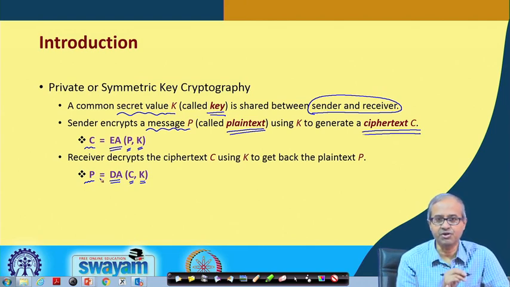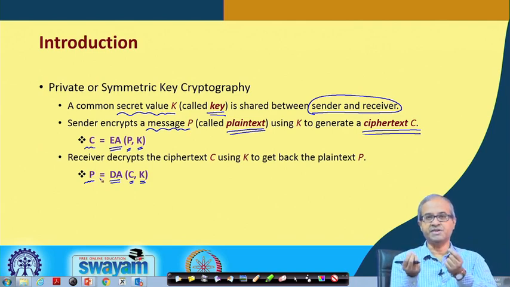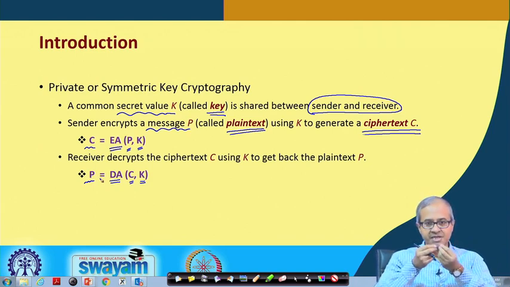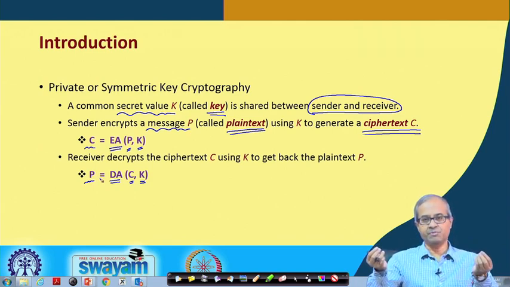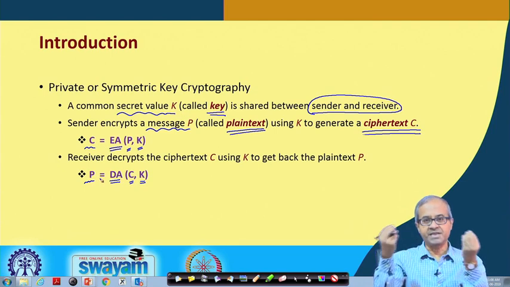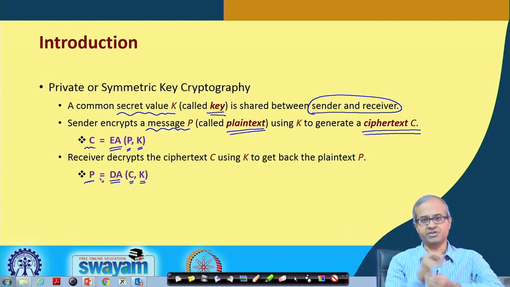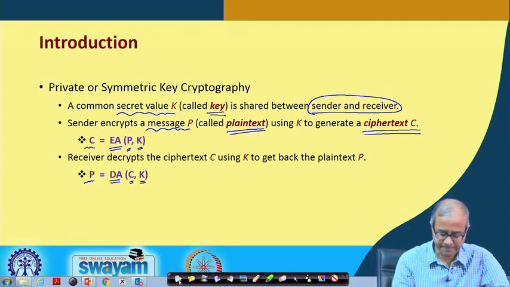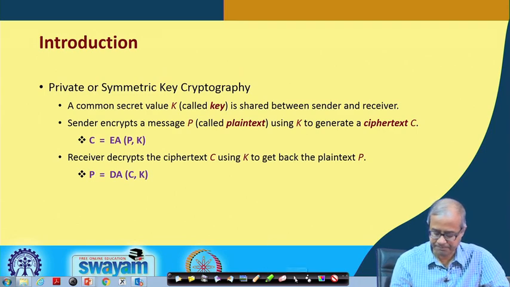This is conceptually how symmetric key cryptography works. It is called symmetric or private key because the same key is shared by both the parties, sender and receiver. That is why it is called symmetric, or it is private between the two parties, that is why it is called private.